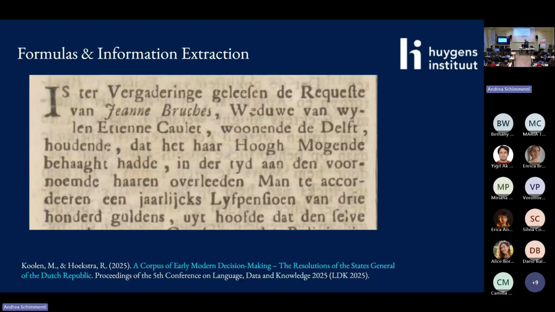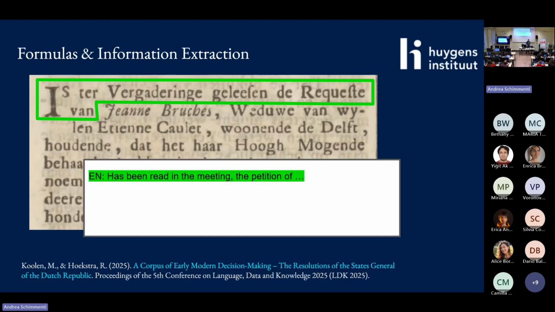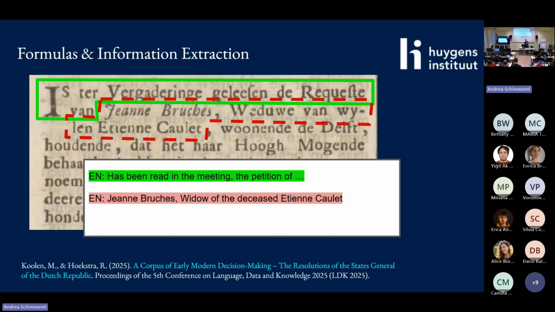But there's much more than that, because if you look at this example I just showed, first of all, this formula already reveals to you that there's a document submitted and it's a petition. So you have a type of document that's been archived, so you can potentially link to it later. And also it's always followed by who submitted that document, a little description of them and where they lived. So by just understanding this structure and using these formulas, you can already extract quite a lot of metadata on these individual resolutions.